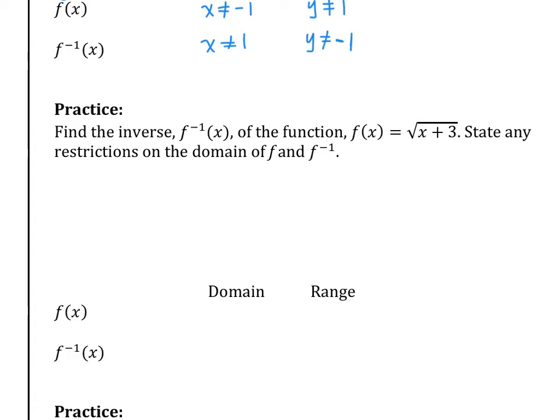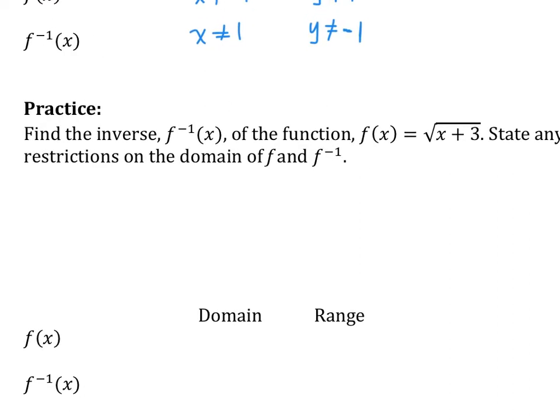All right, so again, to find the inverse, we want to switch x and y. So x is equal to square root of y plus 3. This is an easy problem, so what we want to do is just square both sides and then subtract 3. Okay, y is the same as saying f inverse.